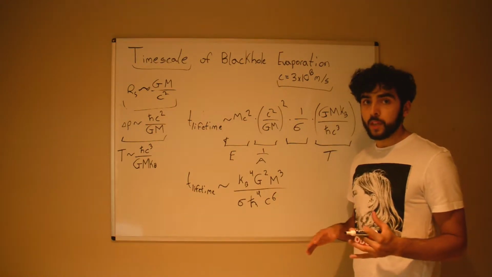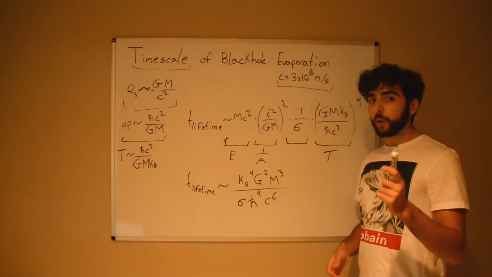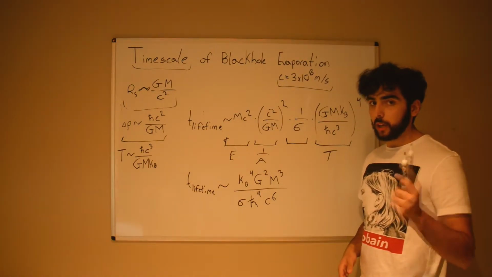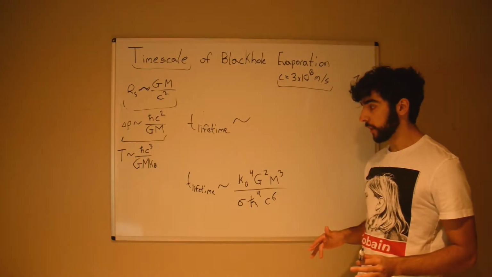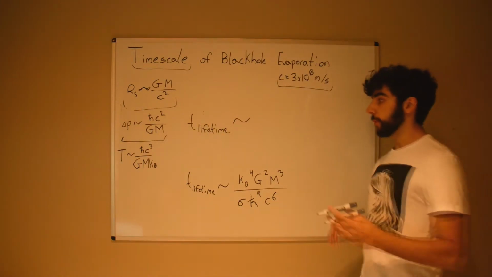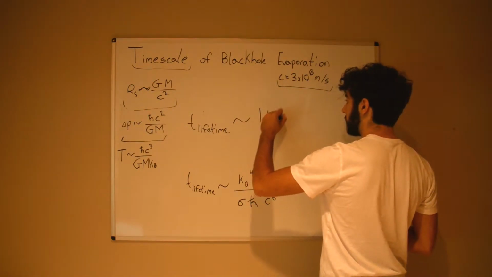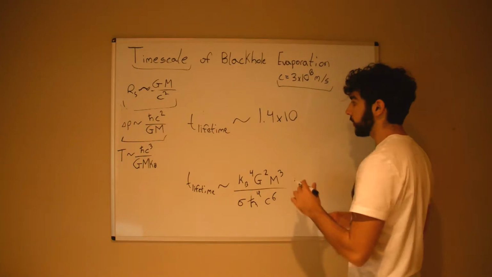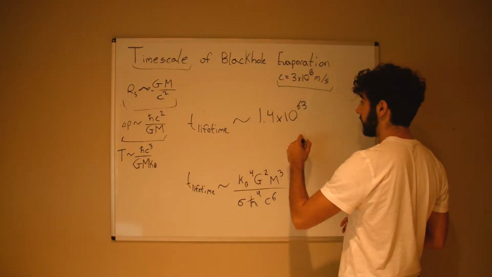So let's solve for T lifetime if the mass of our black hole was exactly one solar mass, exactly the mass of our sun. So if our sun turned into a black hole, how long would it take to evaporate? If you plug in all the numbers, turns out your answer in years is 1.4 times 10 to the power of, wait for it, 63 years.